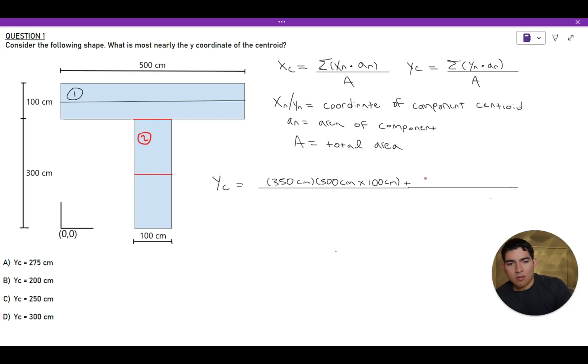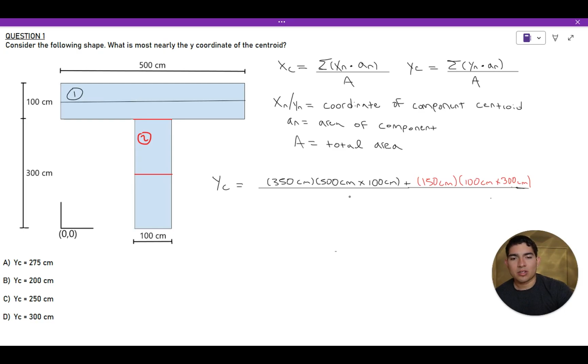So we know that that will be 150 centimeters. And then once again, we need to multiply the 150 centimeters by the area of that second component, which would be 100 centimeters times 300 centimeters. So that is how we fill out the top part of this formula. Then remember that the bottom is just the total area for the shape.